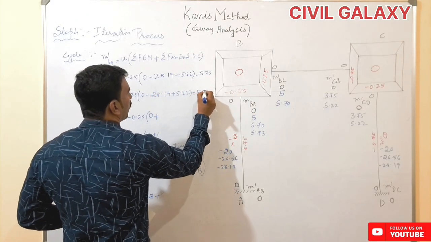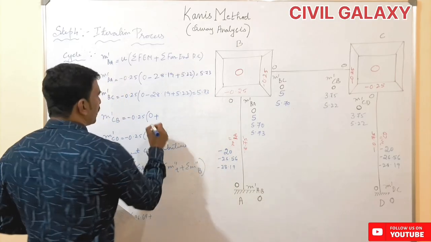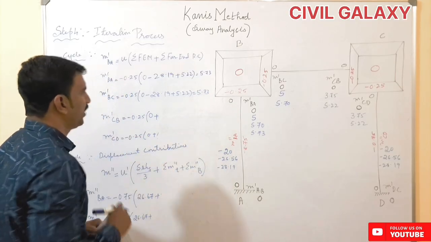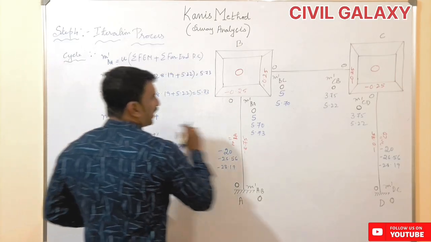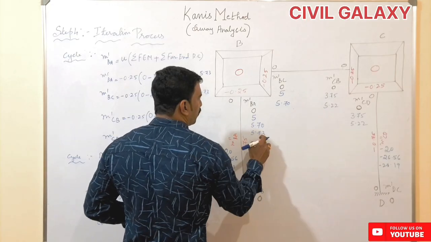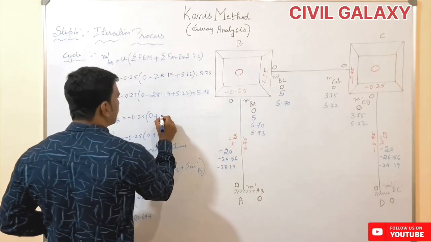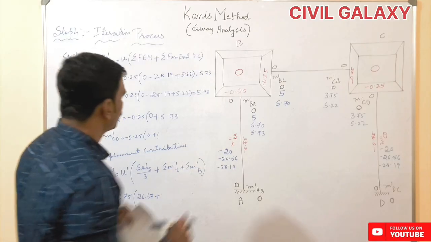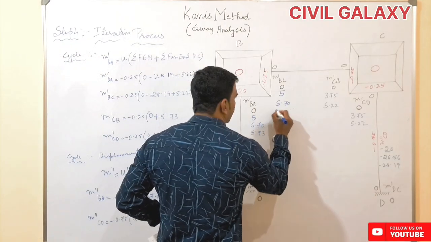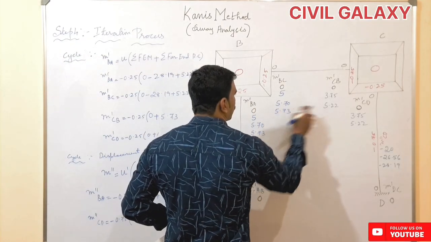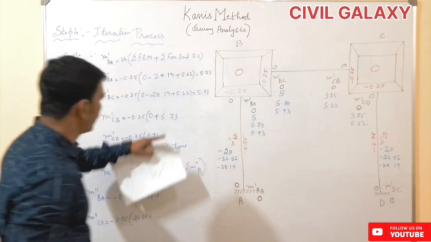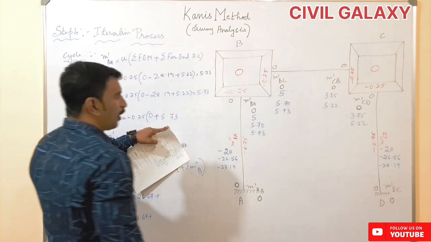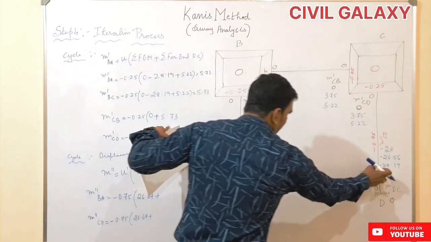Here it is 5.73. So for M dash CB, we are having a new iteration value over here, which is 5.73. So this value we will write over here first, 5.73. So 5.73 is the new iteration value over here, and also we are having a new iteration value about this point over here, which is minus 28.19.